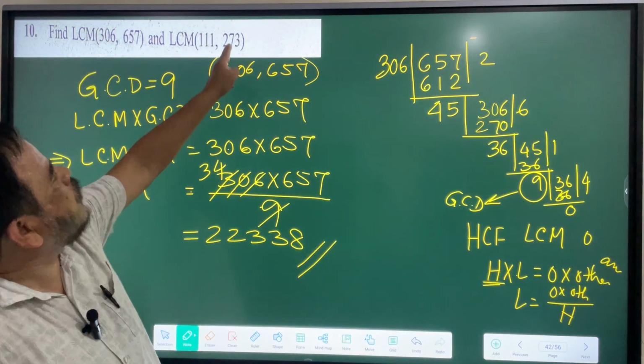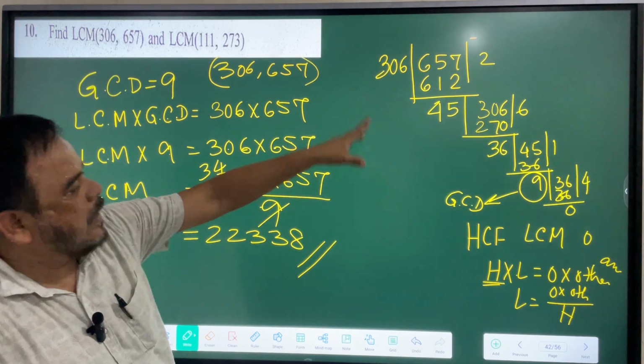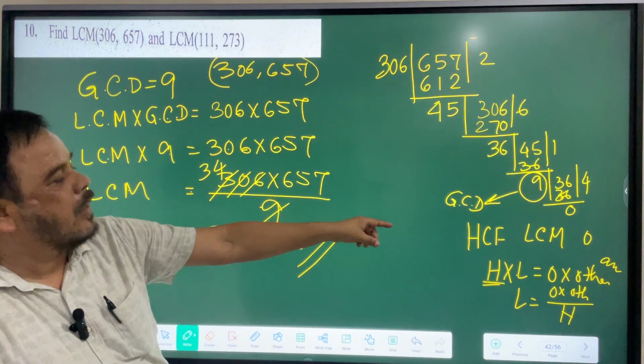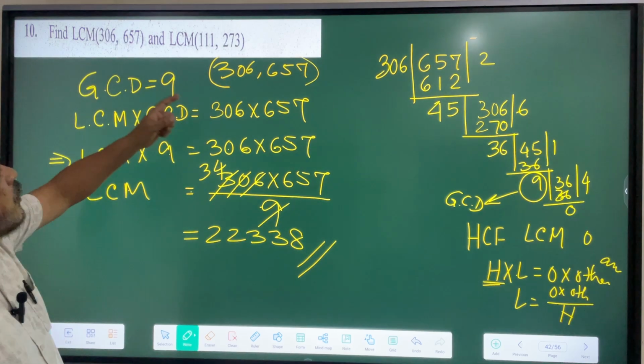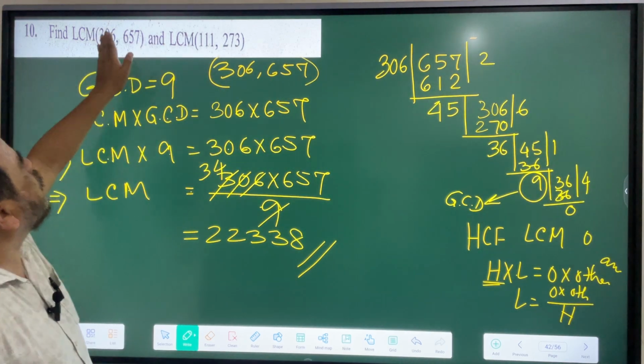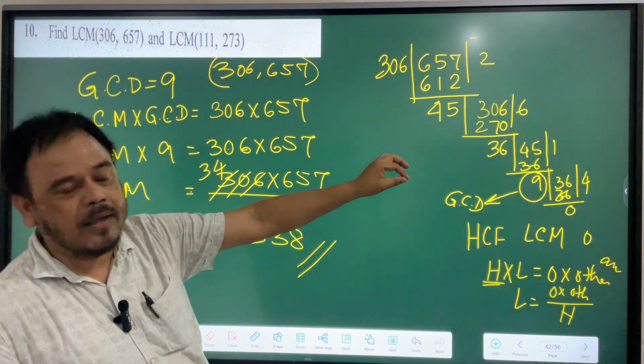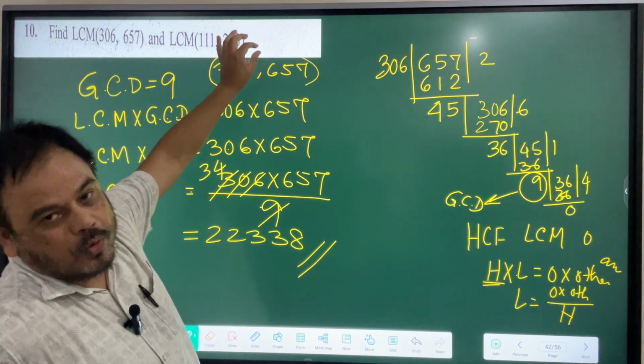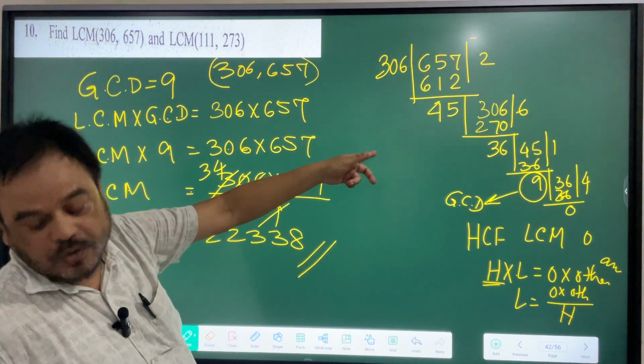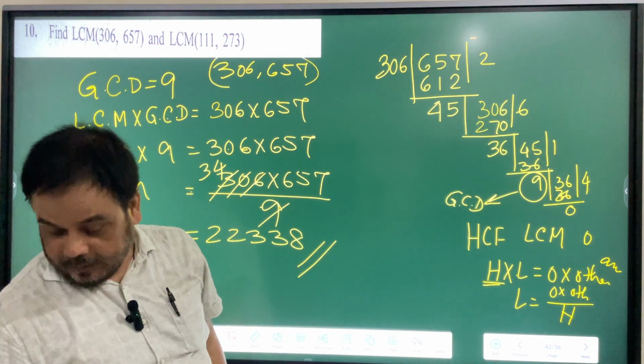Second one, 111 and 270. Exactly the same process you will apply. You will get this easily. Whatever you have done for 306 and 657, you will do for the second part also. For 111 and 270, you will get the answer.